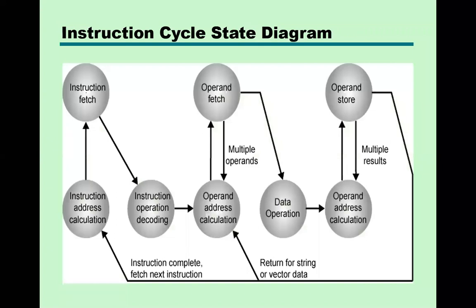Already many times I have discussed this instruction cycle state diagram. Can anyone from you explain this diagram? Kindly raise your hand so that I can unmute you. Anyone who can explain this diagram? Raise your hand so that I can unmute you. That diagram is very simple. Many times I have explained it in unit number one. If you are not raising your hand, I will ask you to explain.